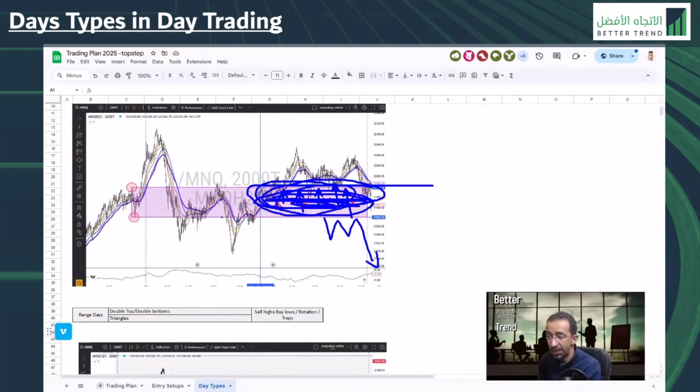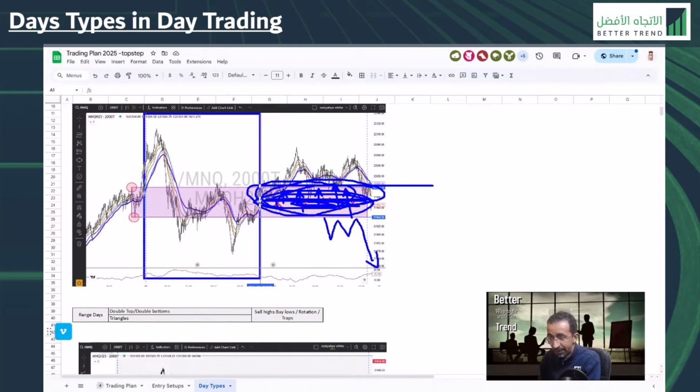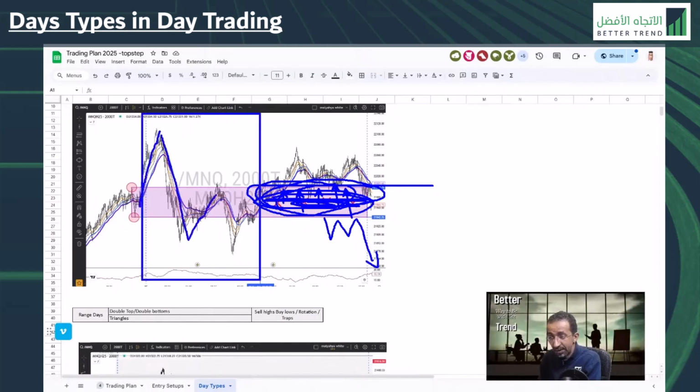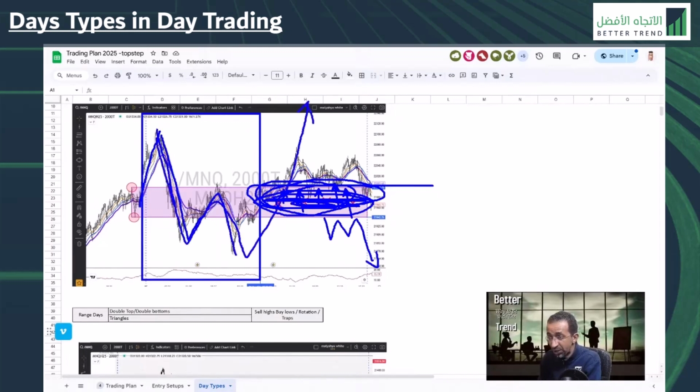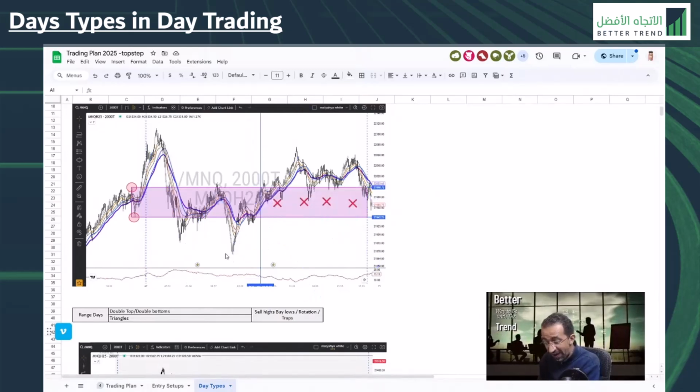So this is one example of a chop day. How do I know it's a chop day? You are looking at this. Is this an uptrend or a downtrend? You don't know if this is a pullback to go higher or if it is a continuation to go lower. How do I define the area?